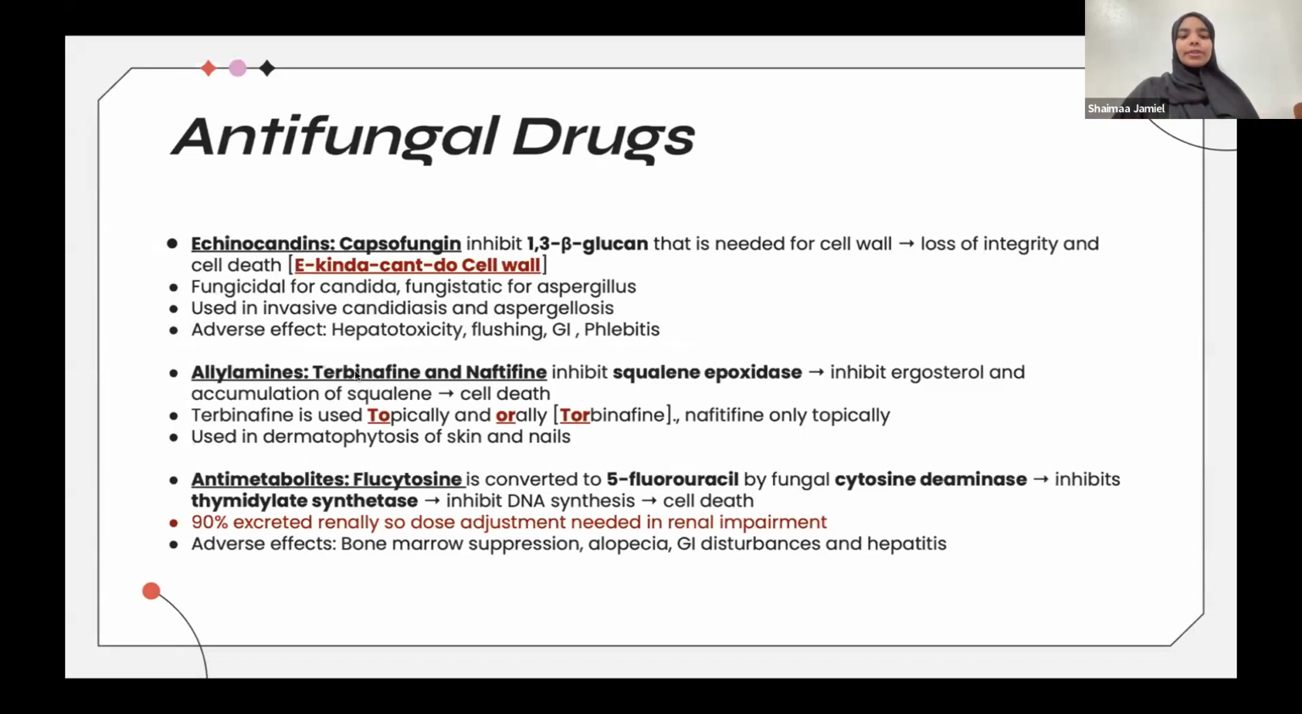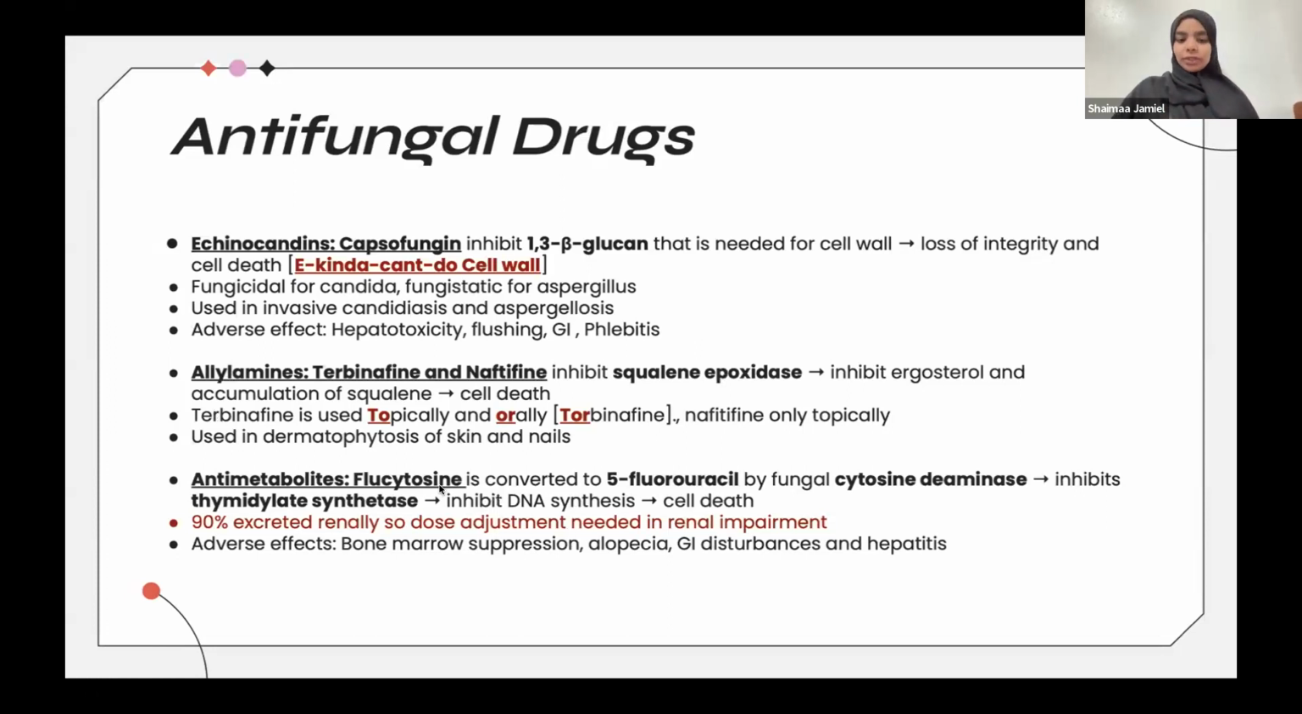Then we have the allylamines, which is terbinafine and naftifine, which we said inhibit squalene epoxidase. And by inhibiting squalene epoxidase, you cannot form ergosterol, and you're also going to accumulate squalene. Both of them are going to lead to the death of the cell, okay? And terbinafine is used topically and orally. So maybe you can, instead of E, it's terbinafine. So TO for topical and OR for orally. They're used both ways, topically and orally. But naftifine is only topical, and they're used in the skin and nails. So basically, terbinafine is the drug of choice for onychomycosis.